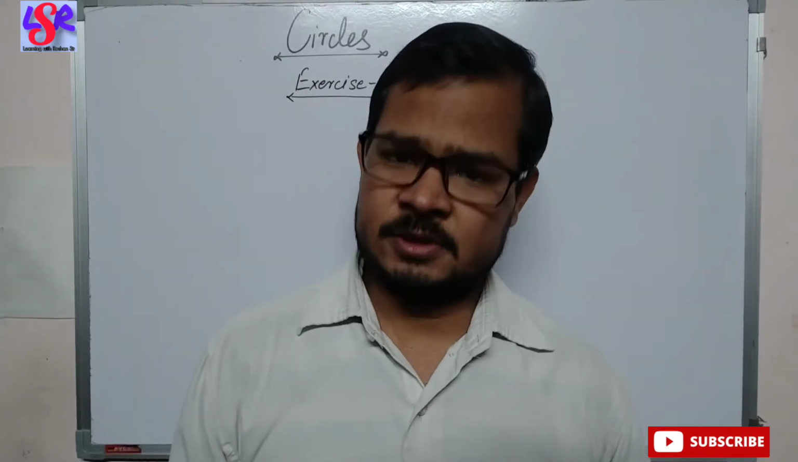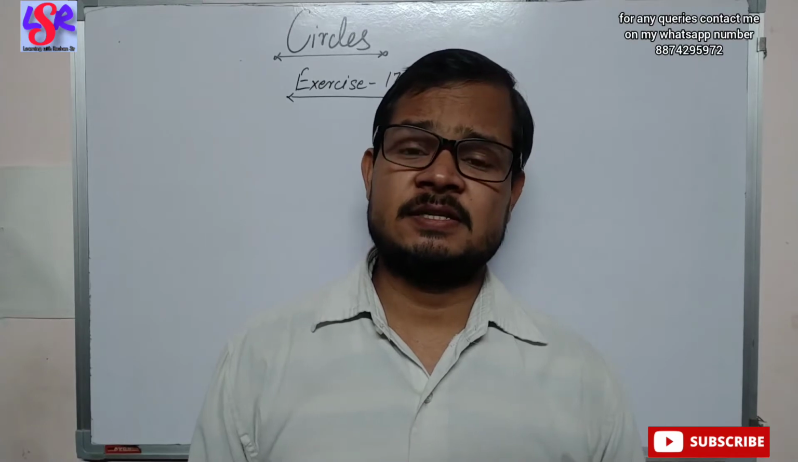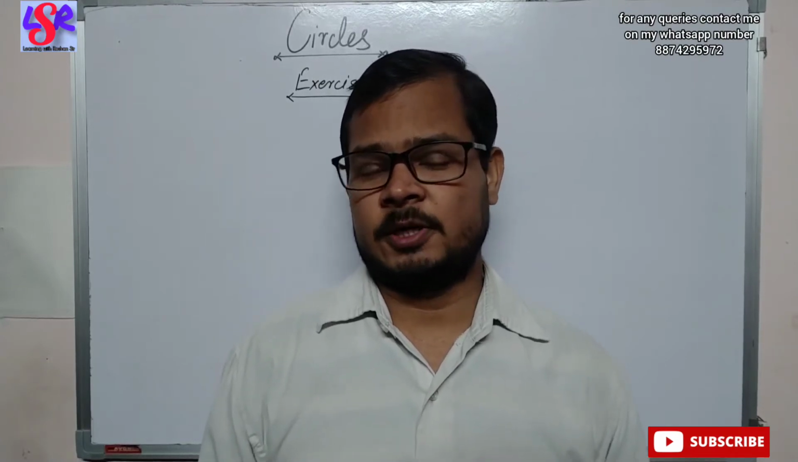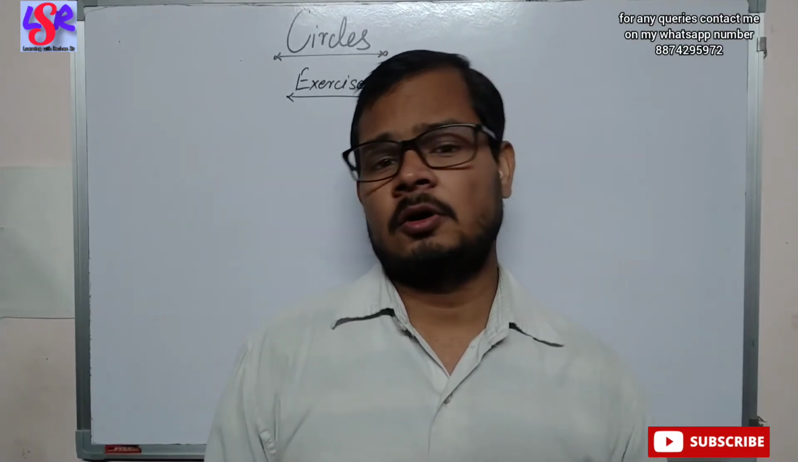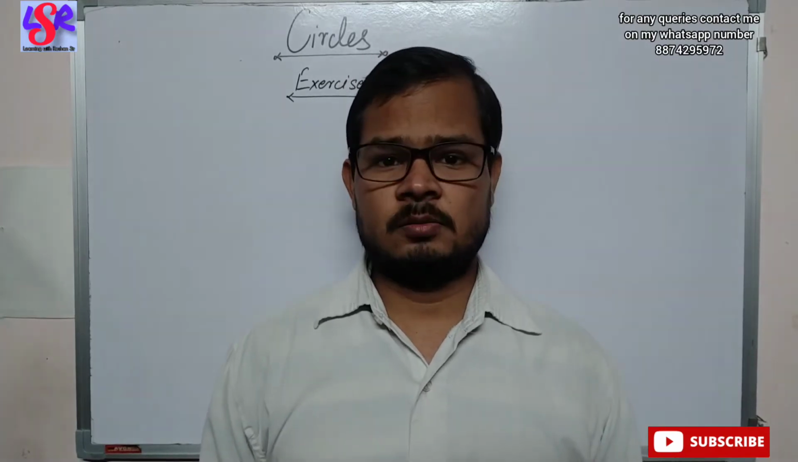Hello everyone. Here we are going to start with exercise 17b of the chapter circles. This exercise is based on the chord properties in which equal chords are equidistant from the center. Now let's do question number 1.